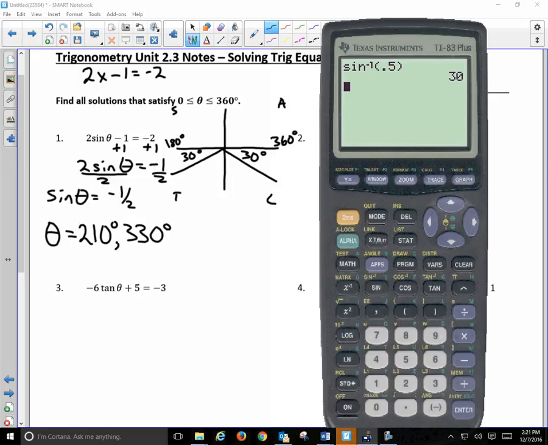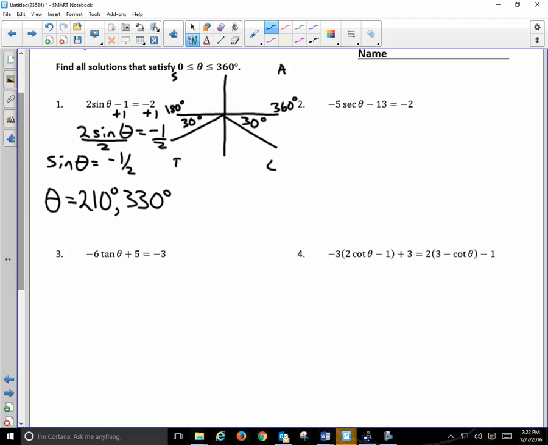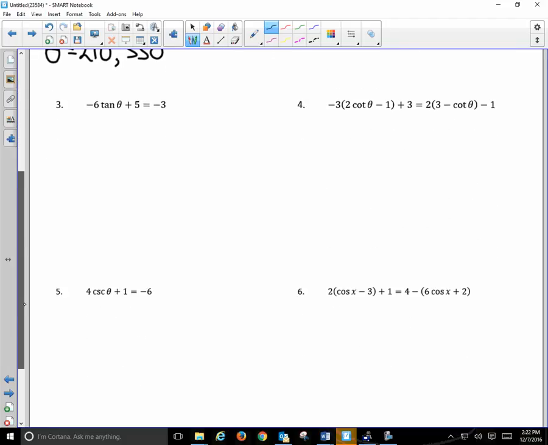If you were to type in sine of 30 degrees, you don't get negative 1/2. You get a positive. But if you type in sine of 210 or sine of 330, you can see that you do get the negative 0.5. And that's how we figured it out. Let's try another one, okay? Let's try example 3, and then we'll move to the other one.